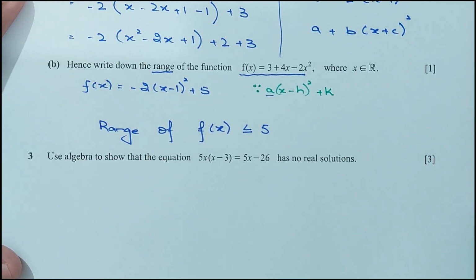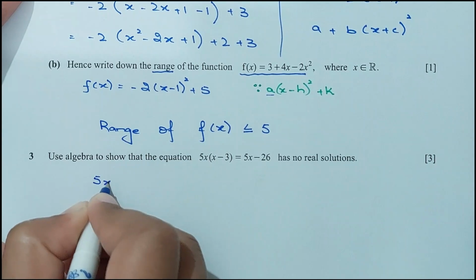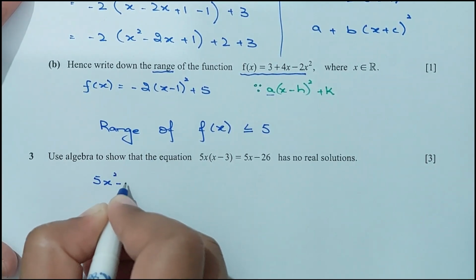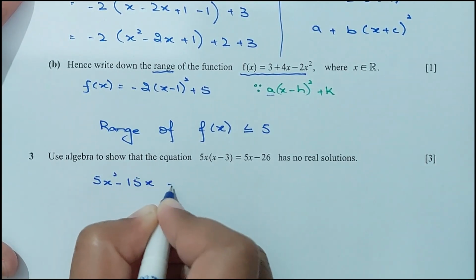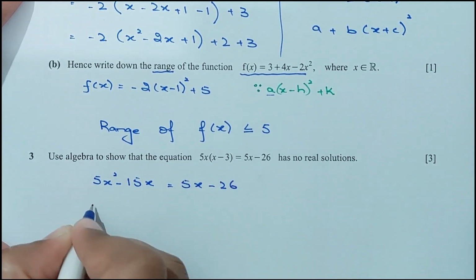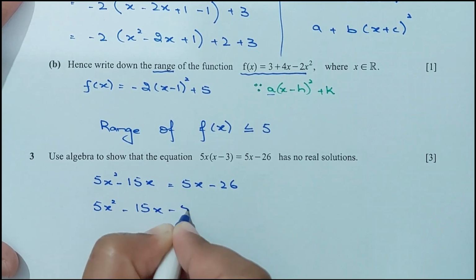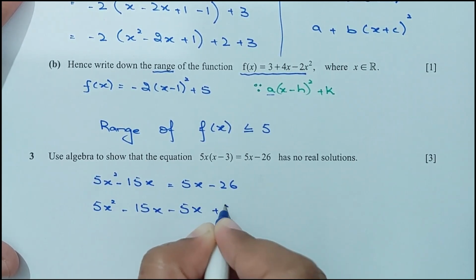Question number 3: use algebra to show that the equation has no real solutions. All right, no real solutions means we have to use the discriminant. First, let me simplify this equation. Using the distributive property, 5x square minus 5 times 3 is 15, and x, this is 5x, and minus 26. Shifting all the terms over here, 5x square minus 15x minus 5x and plus 26.